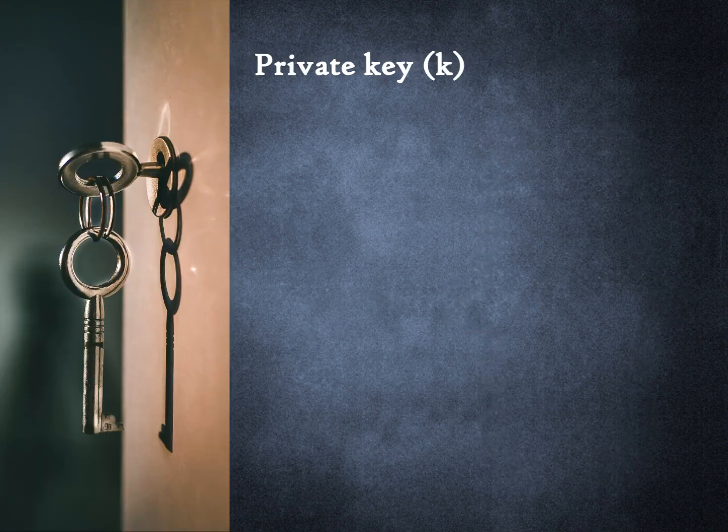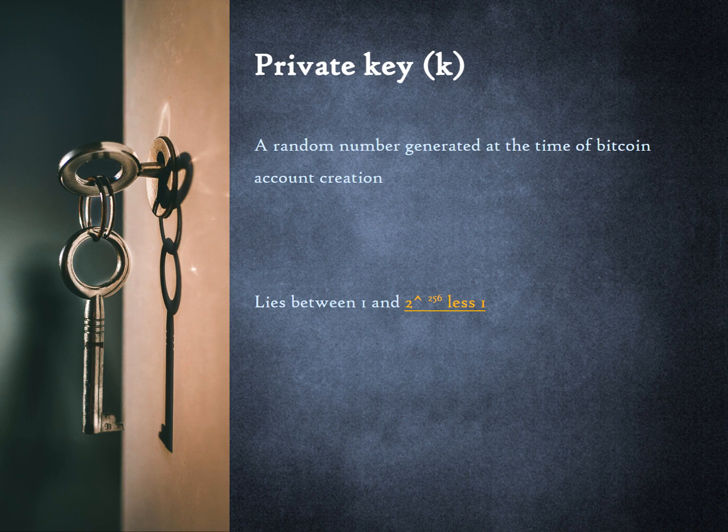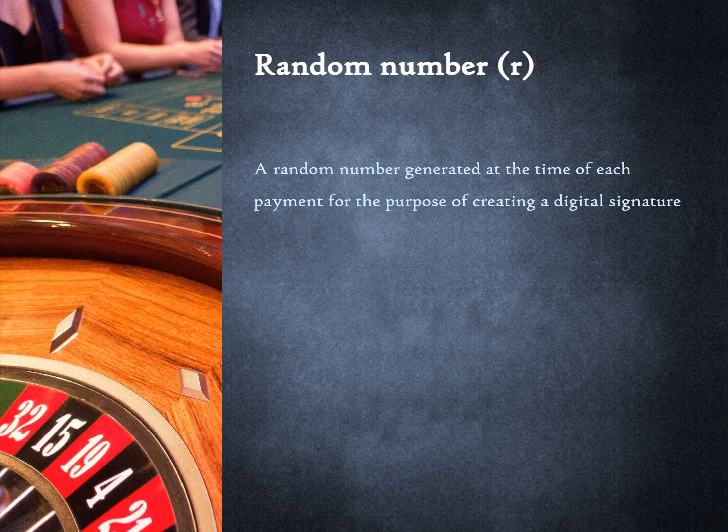By now, we are familiar with the first number, small k, which represents the private key. It is a random number generated at the time of Bitcoin account creation. It lies between 1 and a very large number. The second number that goes into the digital signature is a random number, denoted by small r. While the private key is also a random number, this random number is generated every time a payment message needs to be signed. In contrast, the private key is only generated at the time of Bitcoin account creation. Next, we will learn how small r is generated.